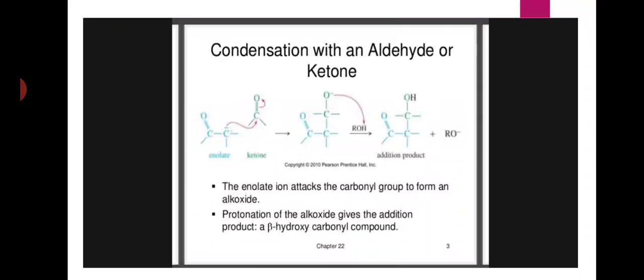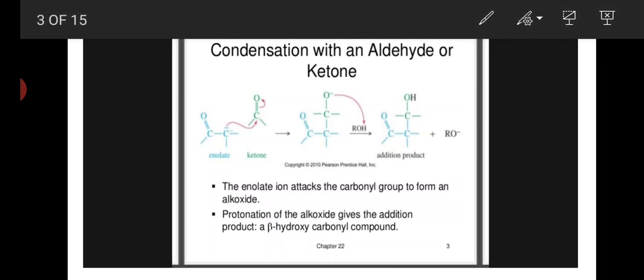Next, condensation with an aldehyde or ketone. Okay, here this is an enolate and this is a ketone. Condensation means combining two molecules. Here this is an enolate ion and this is a ketone. Combine these two compounds and form this reaction intermediate. After this, the reaction intermediate reacts with the alcoholic group and forms an addition product.